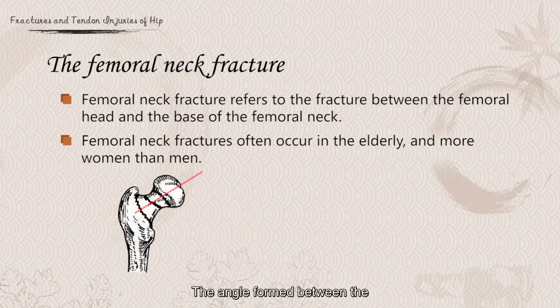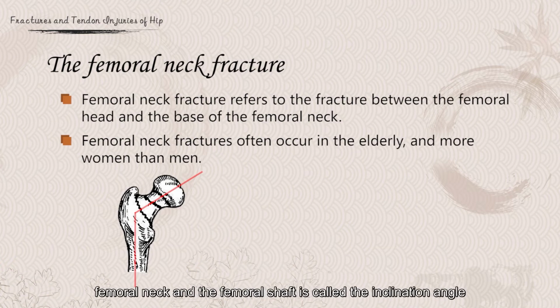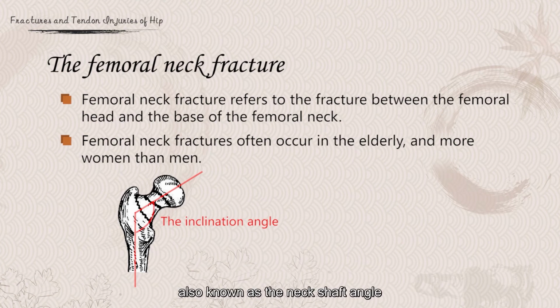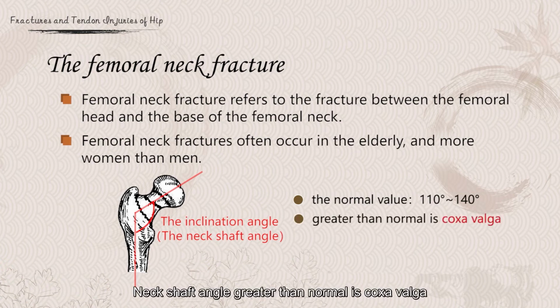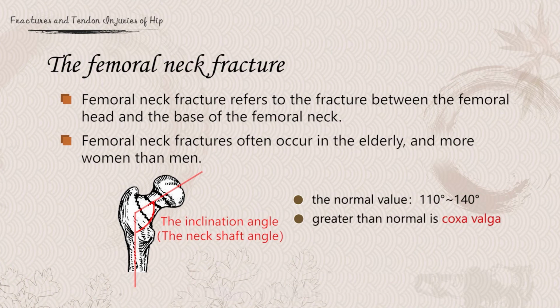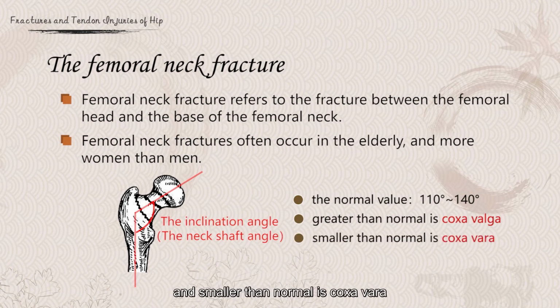The angle formed between the femoral neck and the femoral shaft is called the inclination angle, also known as the neck shaft angle. The normal value is between 110 degrees and 140 degrees. A neck shaft angle greater than normal is coxa valga, and smaller than normal is coxa vara.